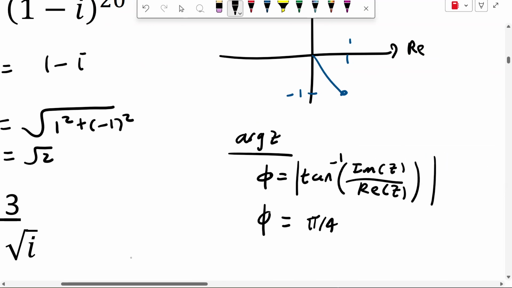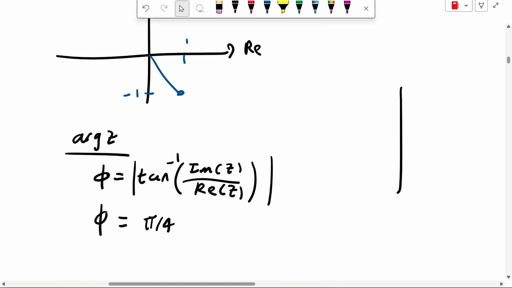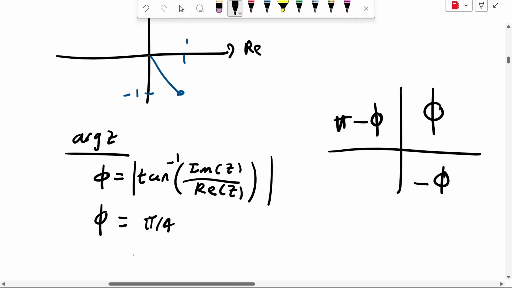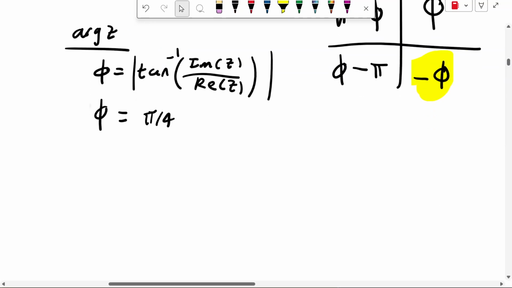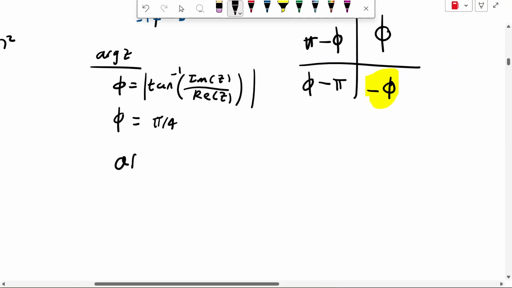So that's the angle I like to call phi, and then as a little refresher, we like to leave phi as is if it's down here, make it negative if it's down here, do pi take phi if it's over there, and phi take pi if it's over there. So that's the one we have, we're in the bottom right. So that means that the argument of z is minus pi over 4, just like that.